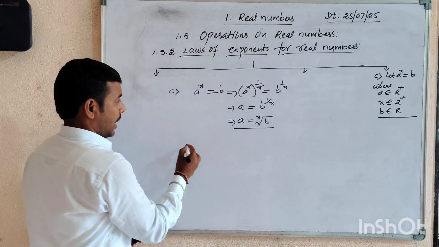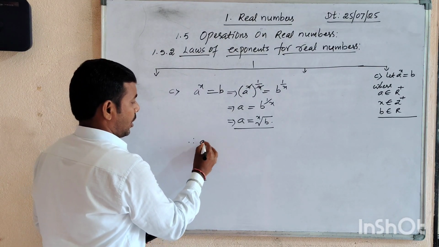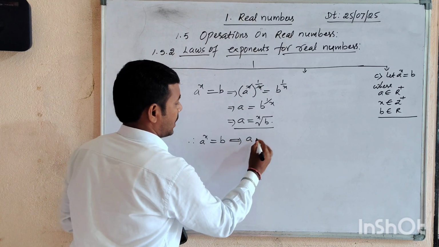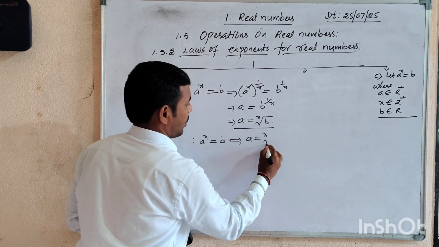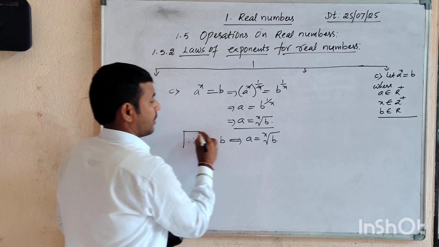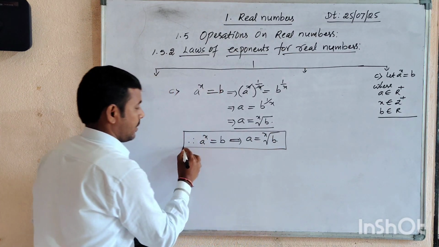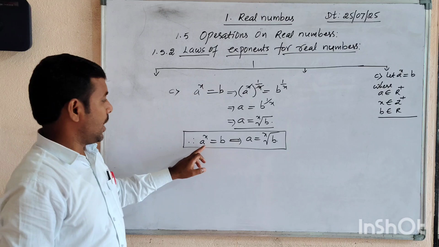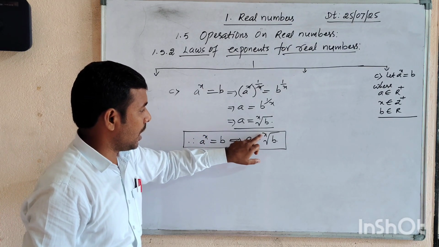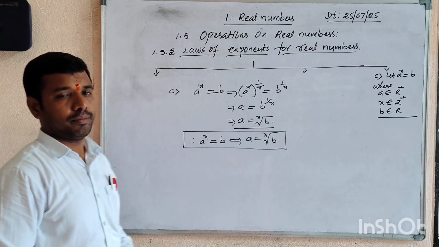Example 3: if a to the power of x is equal to b, then a is equal to x root of b. This is very important. A to the power of x is equal to b, then a is equal to x root of b.